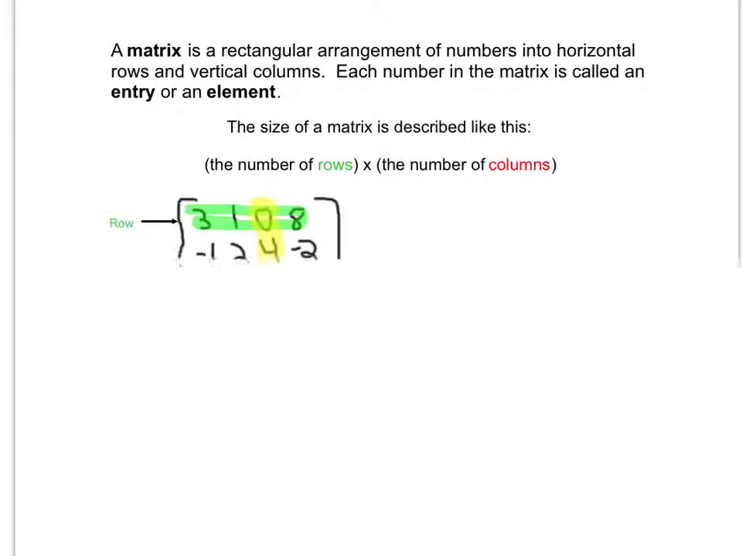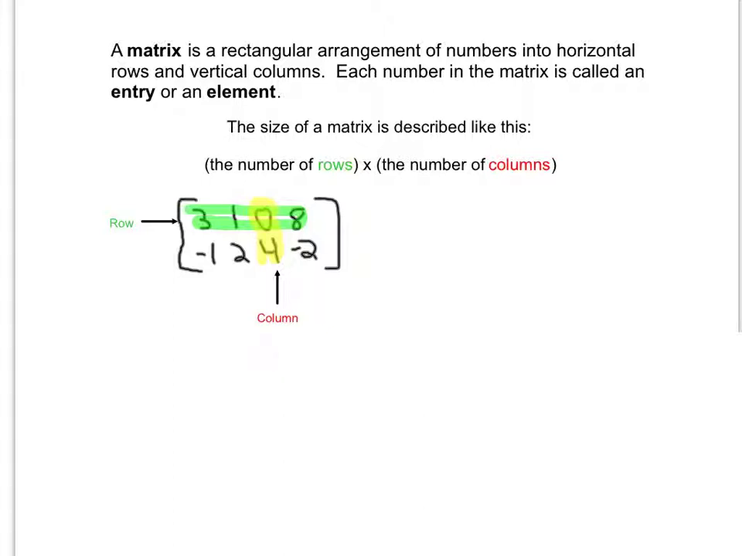Okay? So I'll pull all this down here. Here's what a matrix looks like. Okay? A matrix is this right here. It's a rectangle. Notice you could make a little rectangle around it. And it's just got numbers inside of it. The size of a matrix is described like this. You say the number of rows there are by the number of columns.